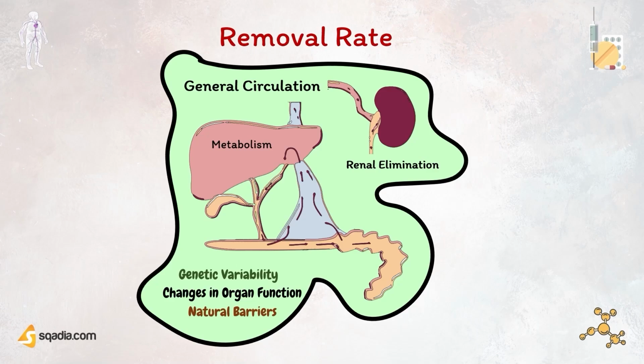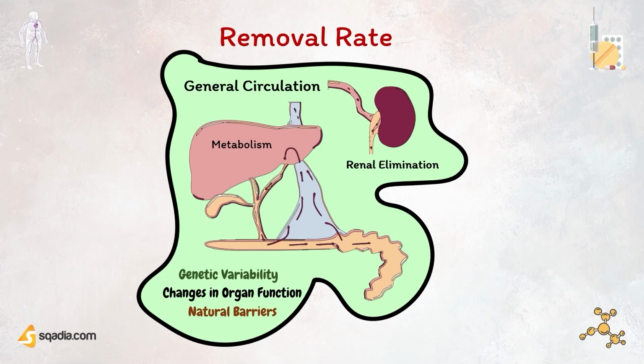Now, removal rate is one of the factors that can affect drug distribution in the body. Removal rate basically refers to the rate at which the drug is eliminated from the body, primarily through metabolism and excretion. When a drug is administered, it undergoes distribution to various tissues and organs throughout the body, depending on its physiochemical properties and the biological barriers it must cross. For example, if a drug is highly metabolized in the liver, it may have a shorter half-life and be eliminated from the body more quickly than a drug that is not extensively metabolized.